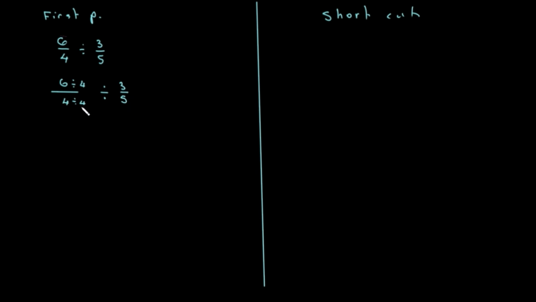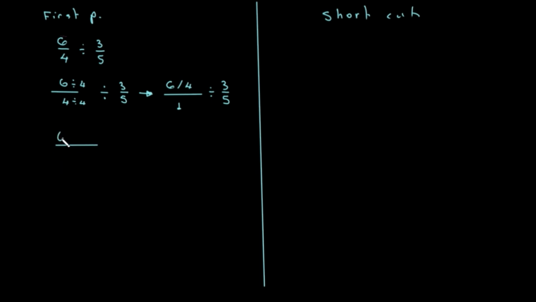Okay, so that now becomes 1. So this becomes, and I'm going to write it like that, 6 divided by 4. That becomes 1 divided by 3 over 5. Now we need to change that 1 into 5 so it matches that figure there.